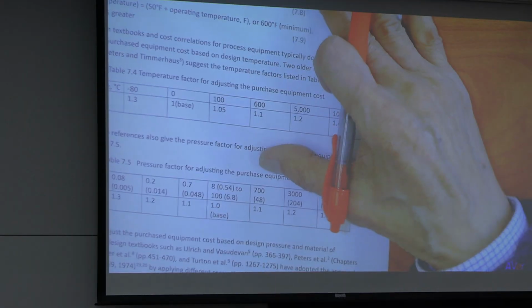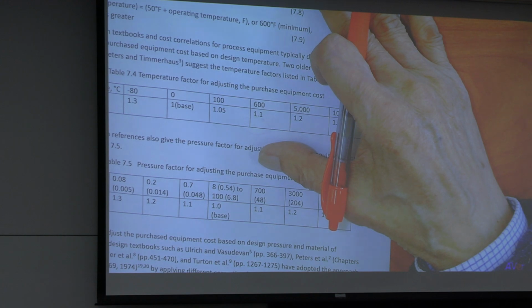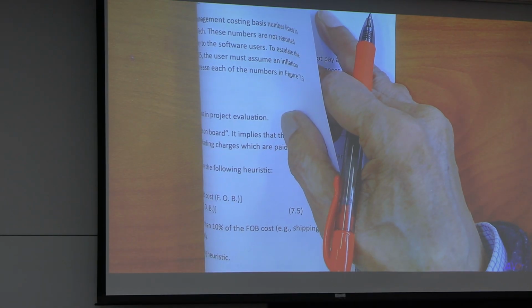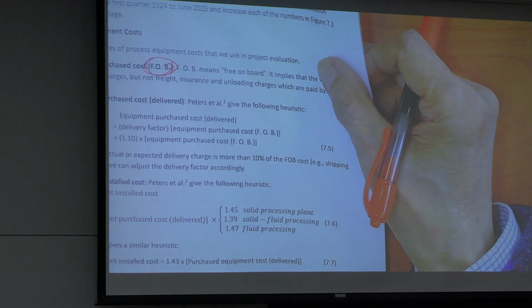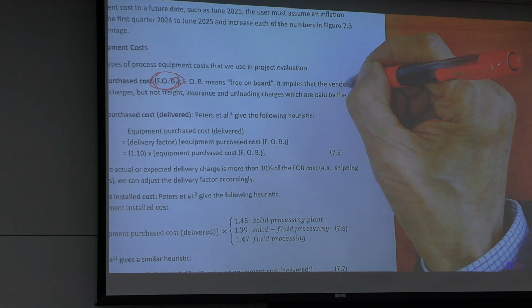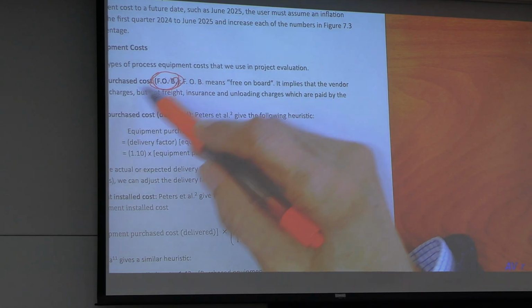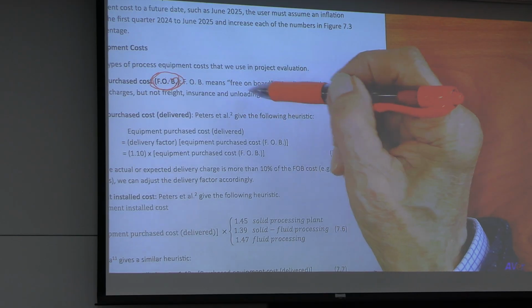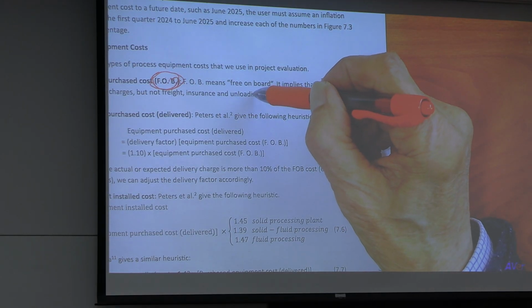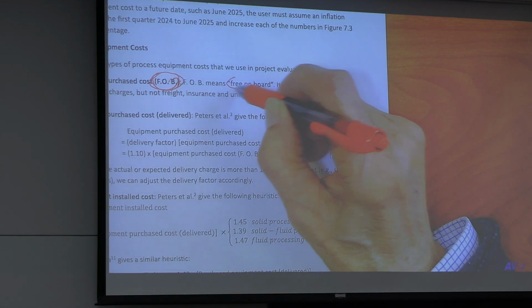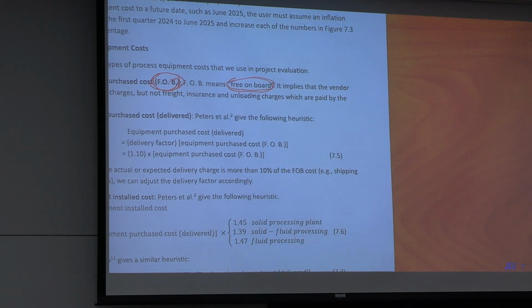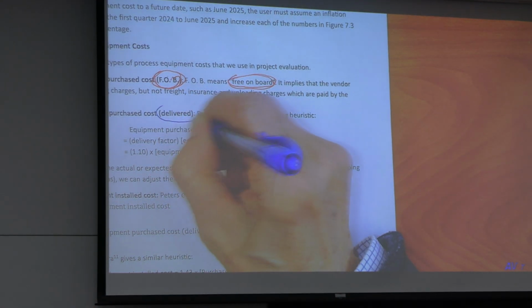Turn it around. That's the most basic equipment cost. You want to find a chemical reactor? FOB. The vendor will load the reactor to the truck. You pay for the shipping, insurance, and unloading charges, everything. Free on board, nothing else. Equipment cost, delivered.